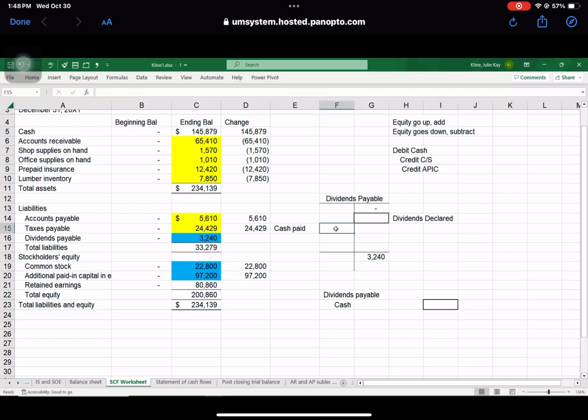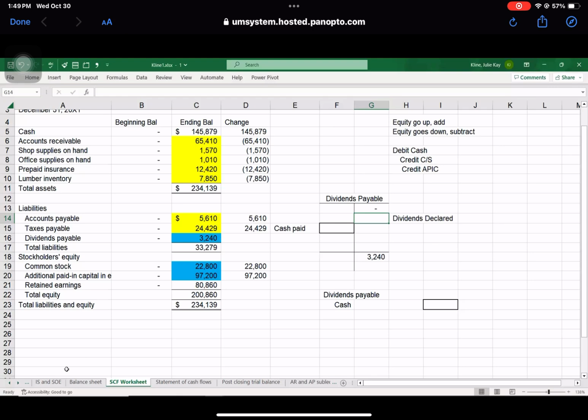So we have to find this number that's sitting in the debit to dividends payable because we know that the other side of that entry is the cash paid. And the whole point of the cash flow statement is to look for the cash. We need to find the cash paid amount. So to do that, we need to find our dividends declared number.